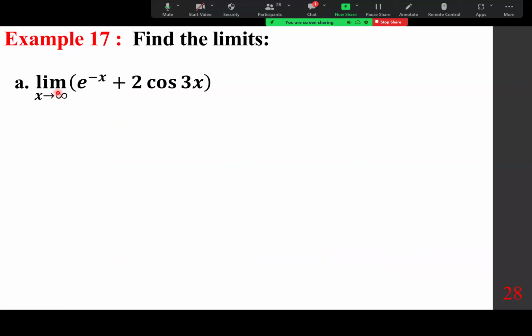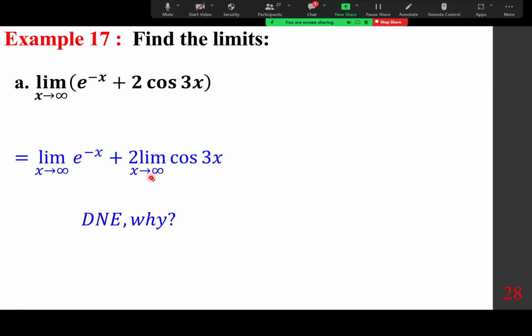We want to find the limit of e to the power minus x plus 2 cosine 3x as x approaches infinity. According to limit laws, we can cut this into two pieces. We write the limit of e to the power minus x as x approaches infinity, plus 2 times the limit of cosine 3x as x approaches infinity, and we'll see that it does not exist.